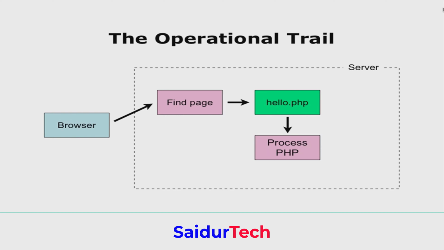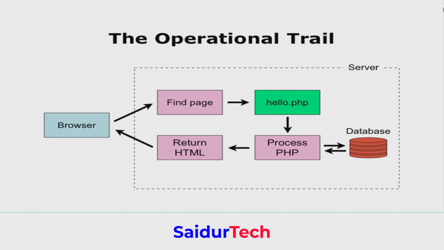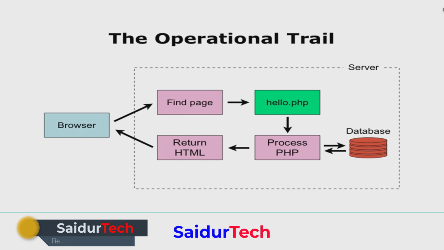Now, later we'll be talking about databases. This is the point at which the web server would be instructed by PHP to access our database, and it might send data to the database, receive data from the database, maybe go back and forth while it's processing the PHP. And then in the end, it would put together HTML, which it would return to the user's browser.